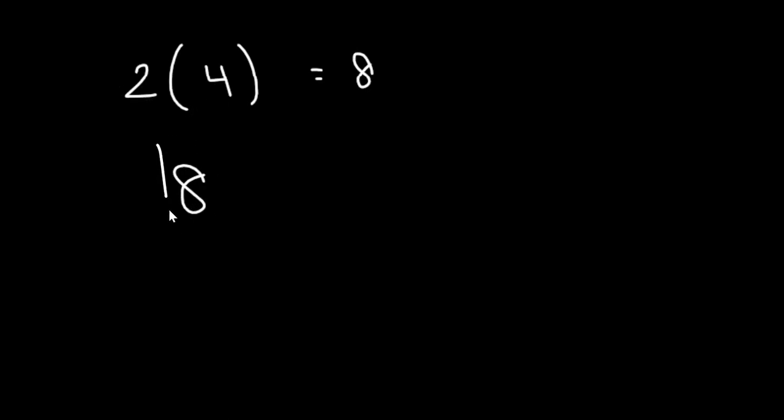And the next problem, 2 times 4. If you answered 8, you'd be correct. 2 times 4 is 8. No negative signs. 0 is an even number. That means it's a positive number. Just 8.